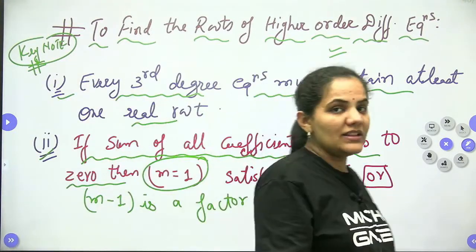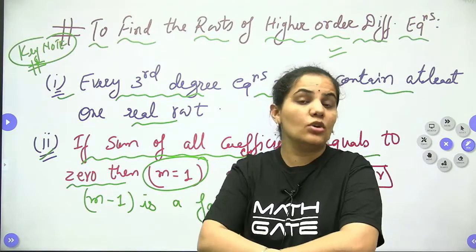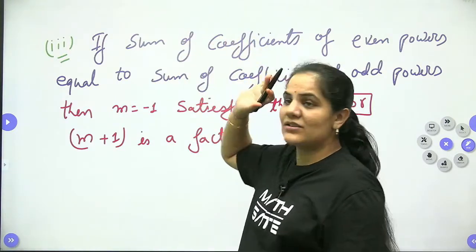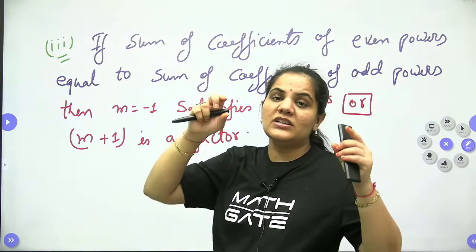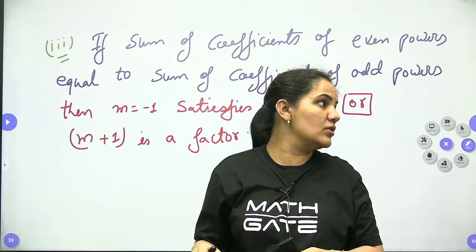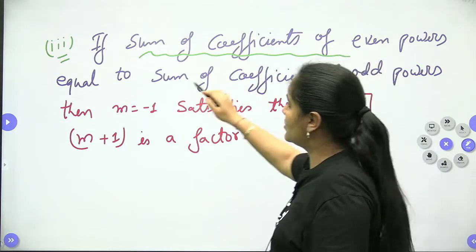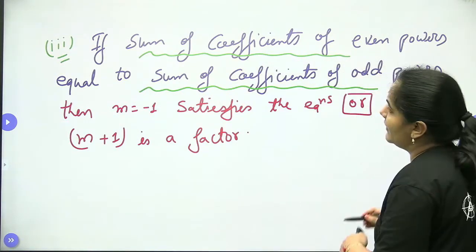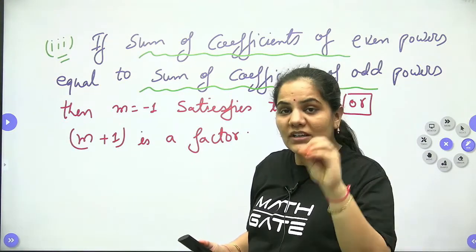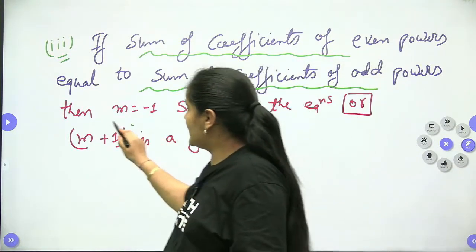Now you can ask, ma'am, if the sum of all the coefficients is not equal to 0, then what happens? Let me show you. If the sum of coefficients is not 0, then we check the sum of coefficients of even powers and also the sum of coefficients of odd powers. If the sum of coefficients of even powers equals the sum of coefficients of odd powers, then we say that m equals minus 1 satisfies the equation, or m plus 1 is a factor.